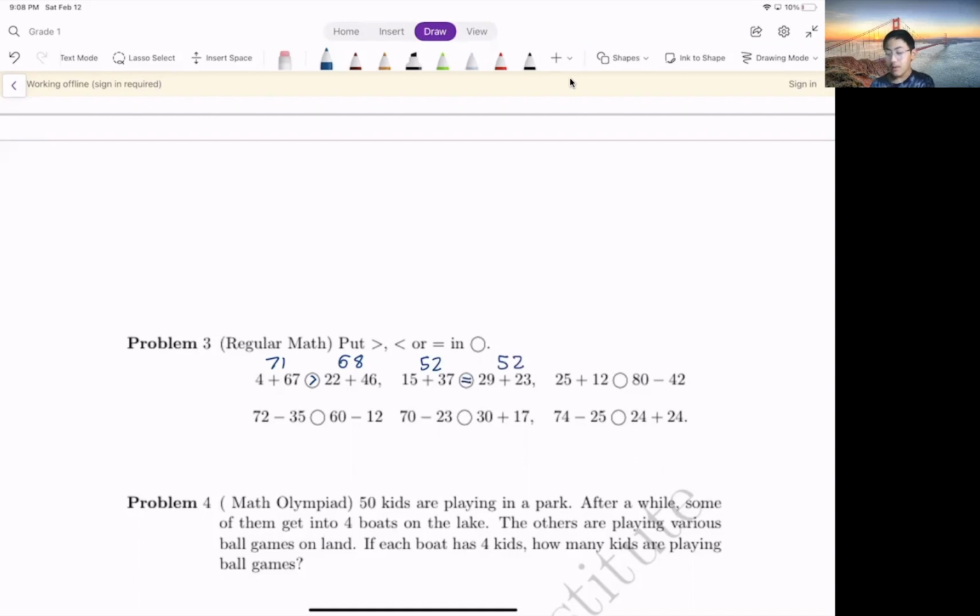The third equation, 25 plus 12 is 37, and 80 minus 42 is 38. So therefore, 37 is less than 38. And for the fourth equation, 72 minus 35 is 37, while 60 minus 12 is 48. So therefore, 37 is less than 48. And for the fifth equation, 70 minus 23 is 47, and 30 plus 17 is also 47, so this should be the equal sign.